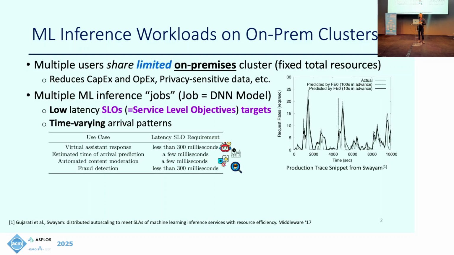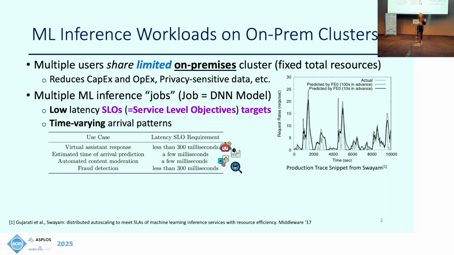Now, given this, we want to be able to run multiple ML inference jobs, where each job essentially is a DNN model that is serving inference requests at some varying rate per second. On the right side, you see the variation of arrival patterns from one of the papers that we cite. Each of these jobs also has a latency target, also called an SLO, or service level objective. I'll just refer to it as an SLO. This might be a 95th percentile latency or an average latency or what have you, it doesn't really matter.